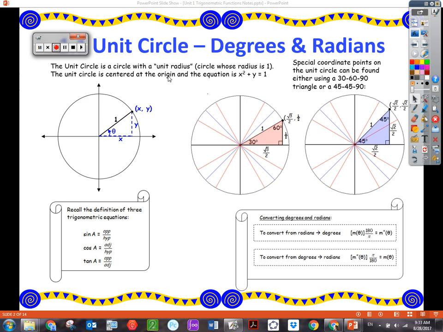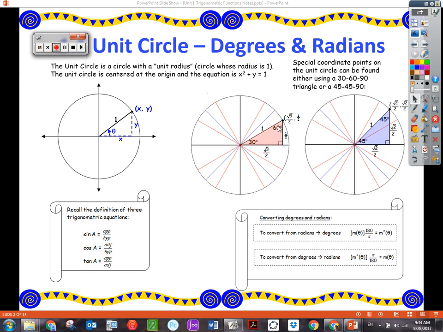Some of the values are created by a 30, 60, 90 right triangle. Yes, you can calculate these values by doing a 30, 60, 90 right triangle, but you're really going to need to commit them to memory. You won't have time to do triangles every time you're asked a unit circle value. Unit circle is huge. I mean, we use it in calculus. It's something that really needs to be embedded in your memory.